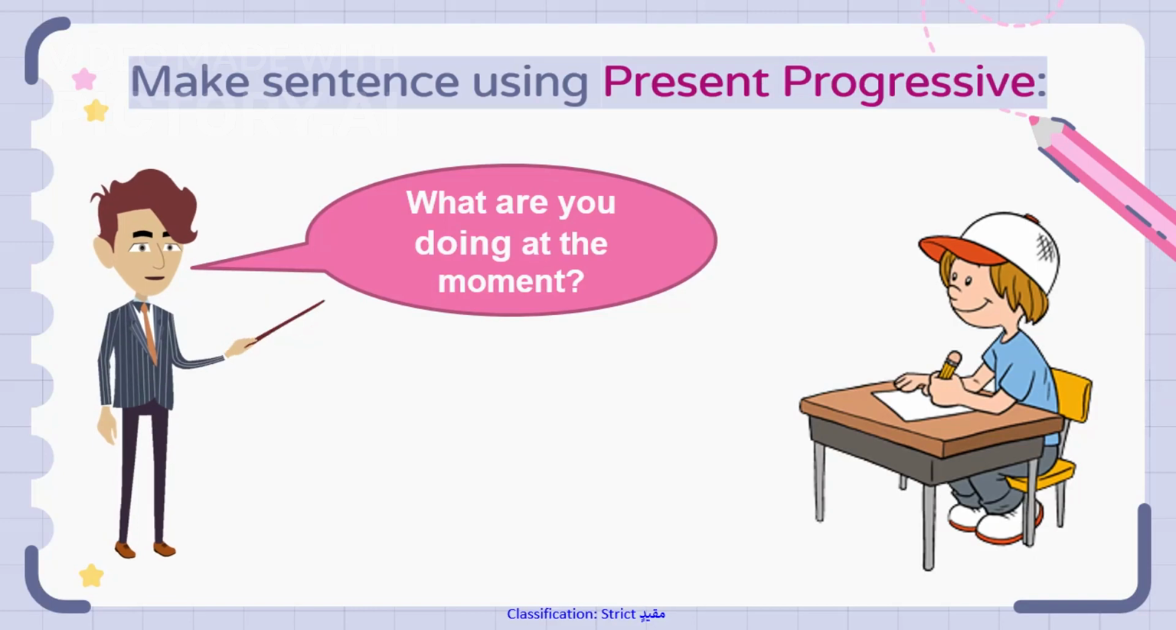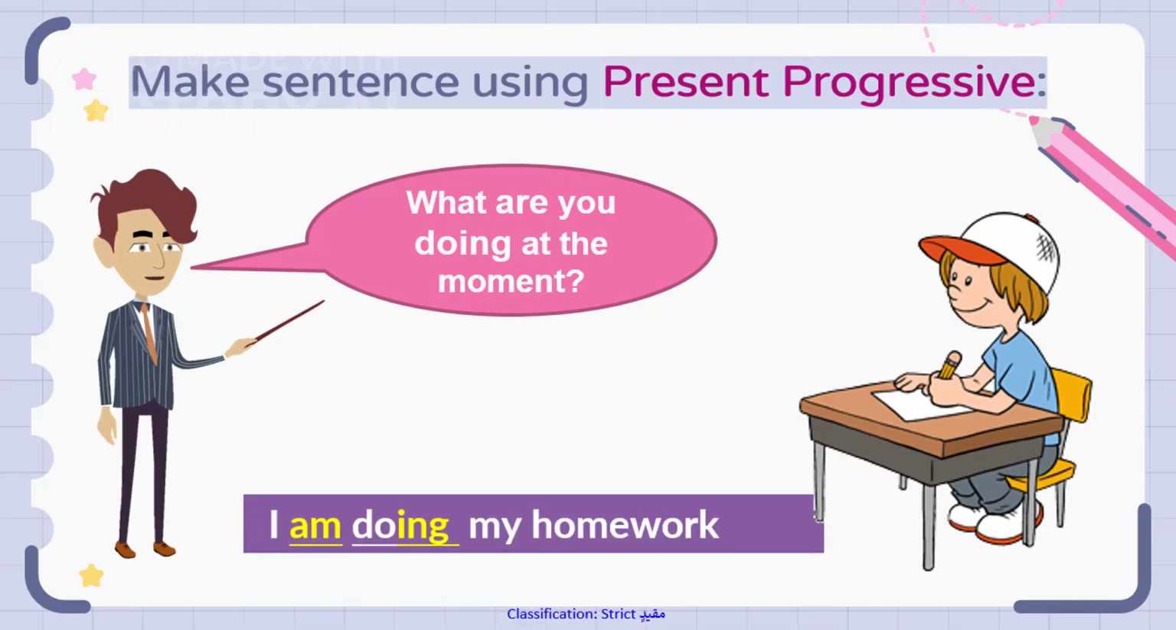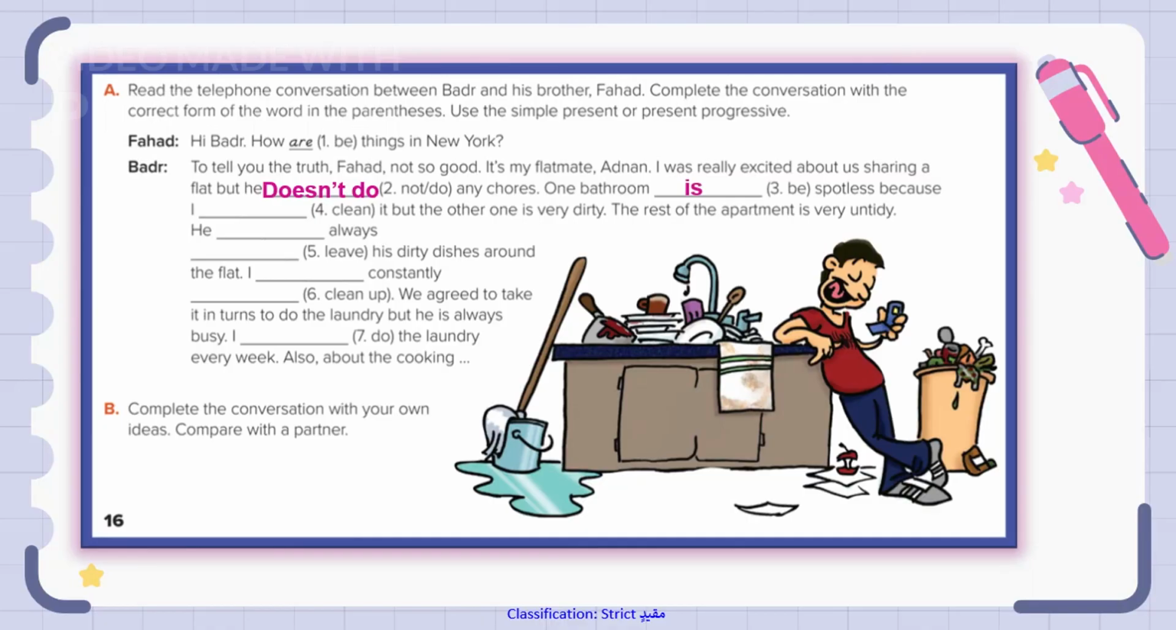Finally, what are you doing at the moment becomes, I am doing my homework. Practicing these sentences helps solidify your understanding of the present progressive tense. Let's apply what we've learned in a conversation. Read the dialogue and complete it using the correct form of the verb, either simple present or present progressive. This exercise helps you apply tense rules in real-life scenarios.